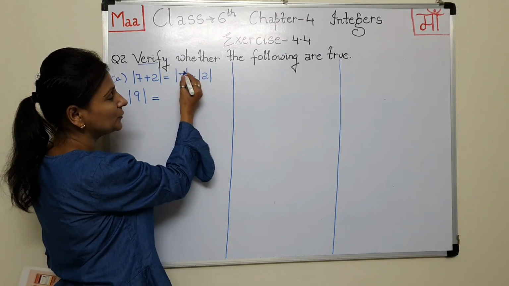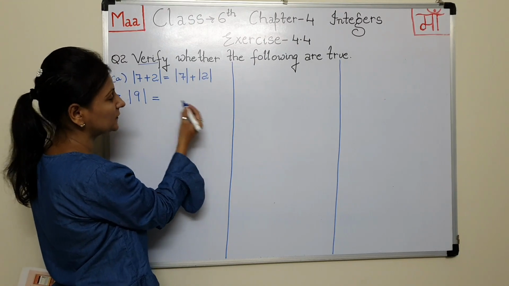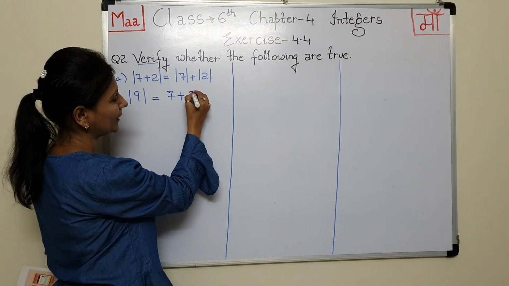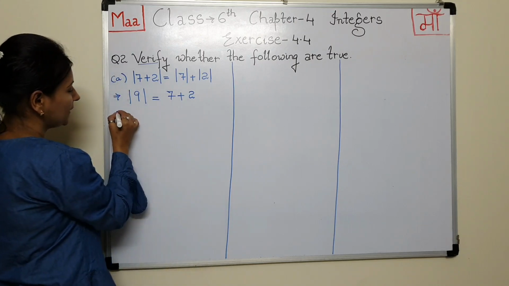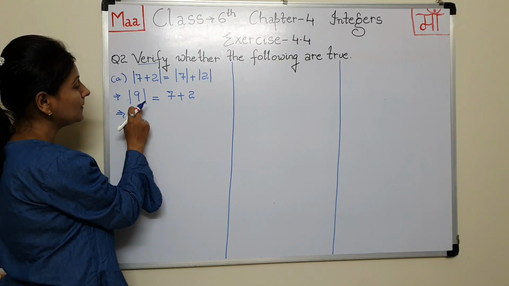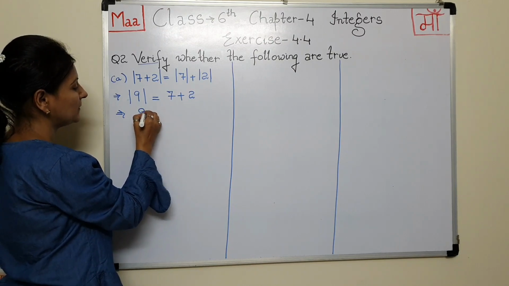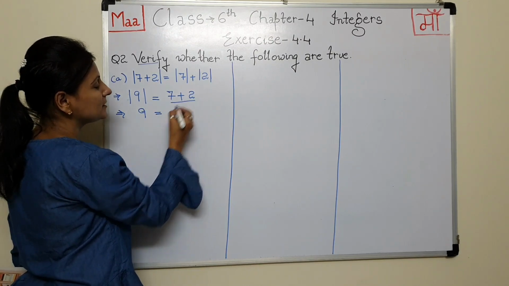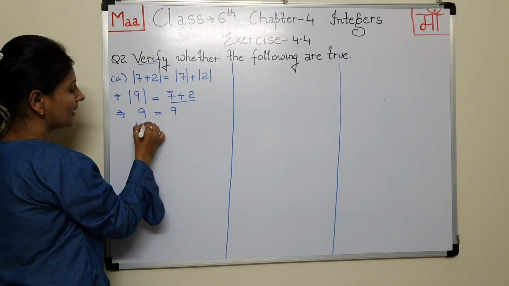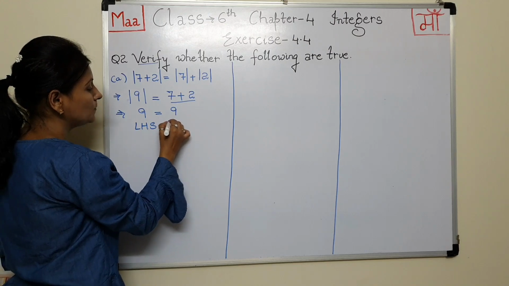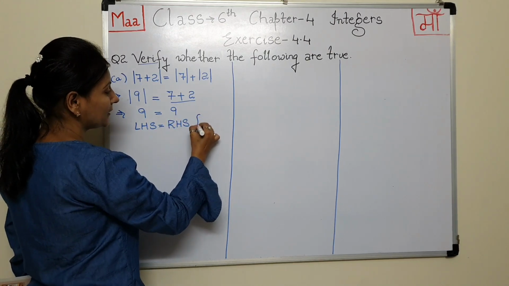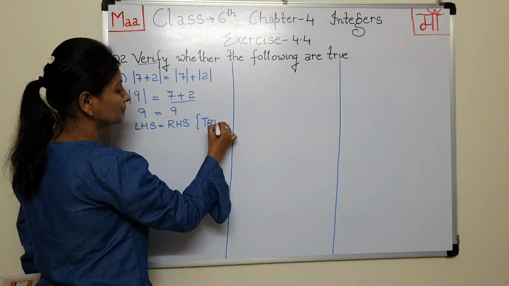You will find out its absolute value. So the absolute value of 7 will be the numerical value 7 and the absolute value of 2 will be the numerical value 2. Now in the next step, bring out this 9 outside the bar. So the absolute value of 9 will be 9 and here add these two numbers. So 7 plus 2 will be 9. So here you can see that LHS is equal to RHS. Left hand side is equal to right hand side. That means it is true.